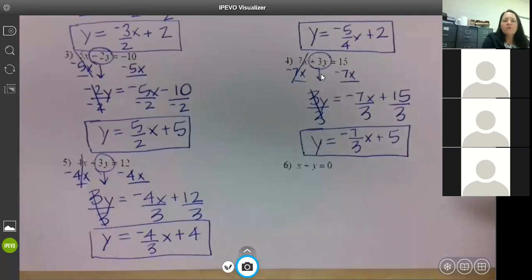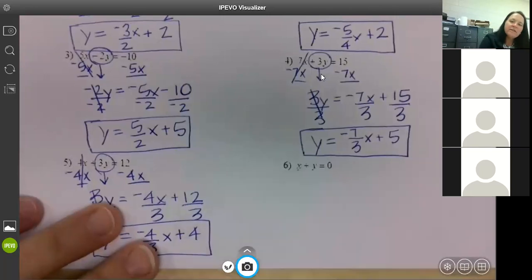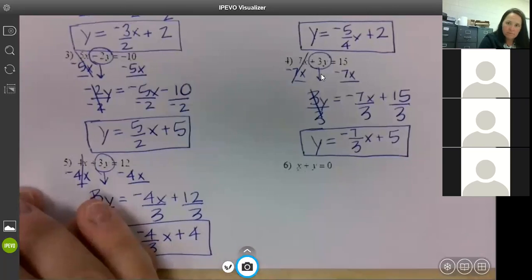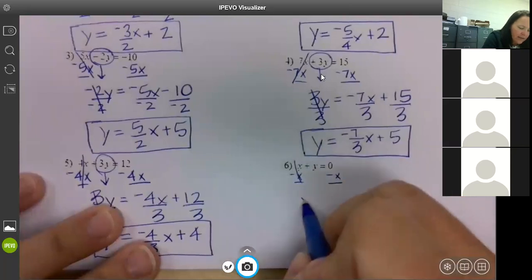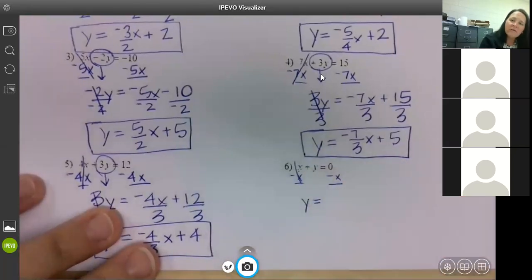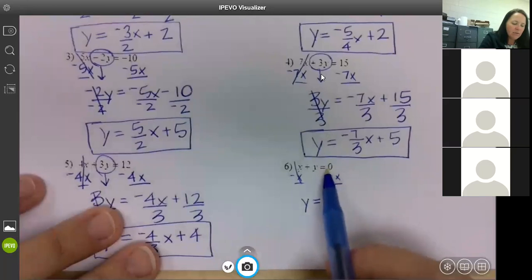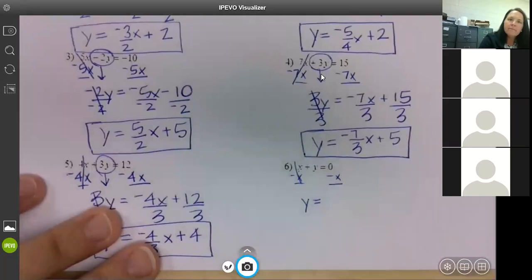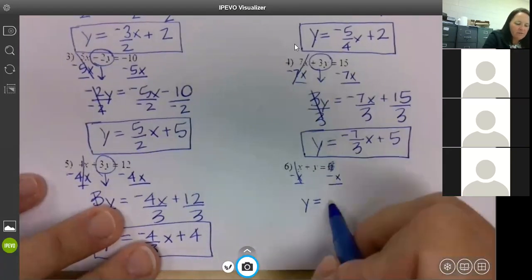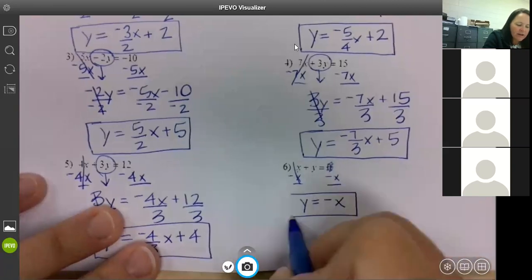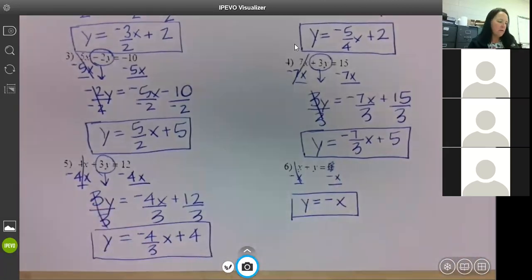All right. Number 6, we're going to move the x. How do I move this positive x? Subtract x. I get y equals. I'm already in y equals. I don't even have to do the second step. But what is 0 minus x? Negative x. Yeah, remember that 0 doesn't matter. It doesn't do anything, so we can just ignore it. And our equation is y equals negative x.